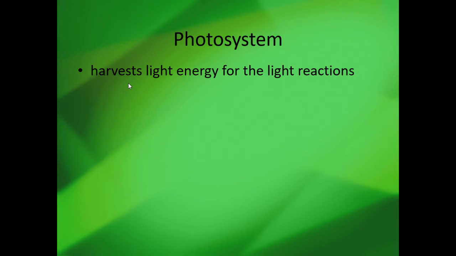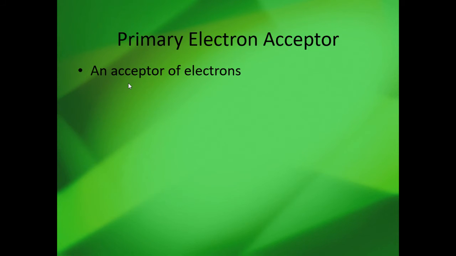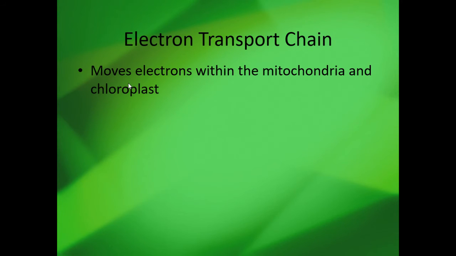Photosystems harvest light energy for the light reactions. Primary electron acceptor, this definition used to be extremely long. I shortened it up. It's just an acceptor of electrons. Please don't miss that on a test. The electron transport chain is going to move electrons within the mitochondria and the chloroplast. Plants have both the mitochondria and a chloroplast, whereas we only have one.